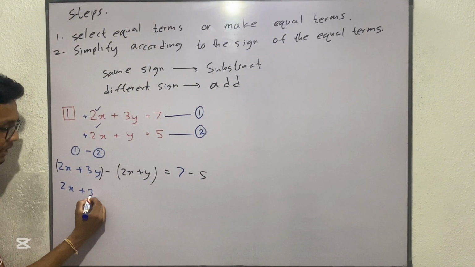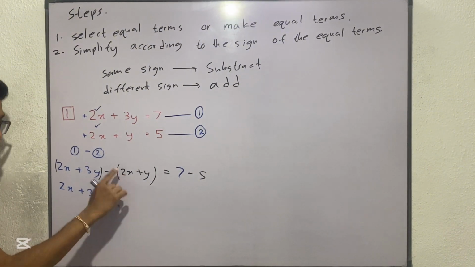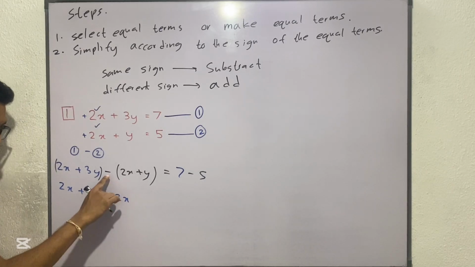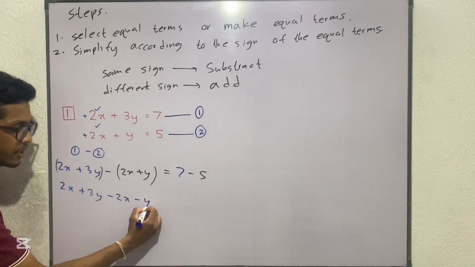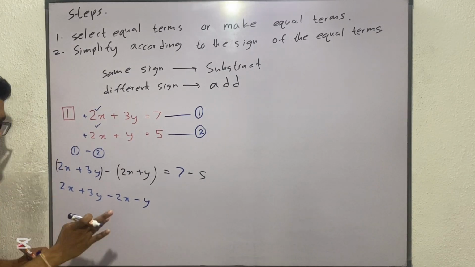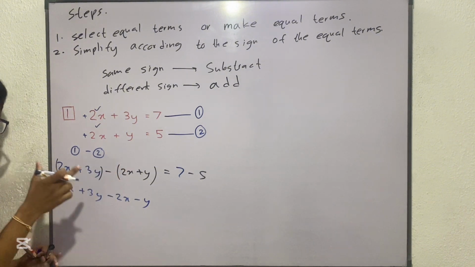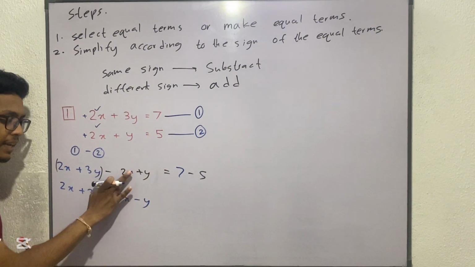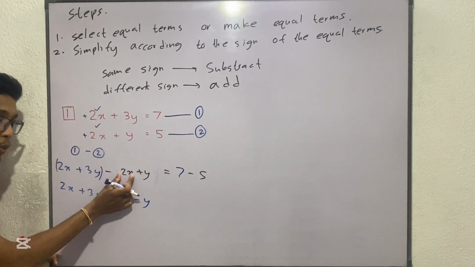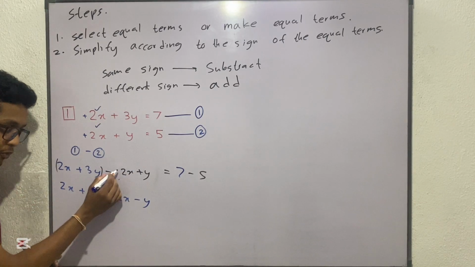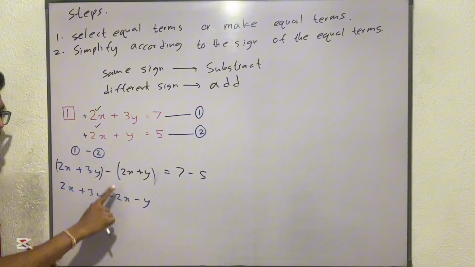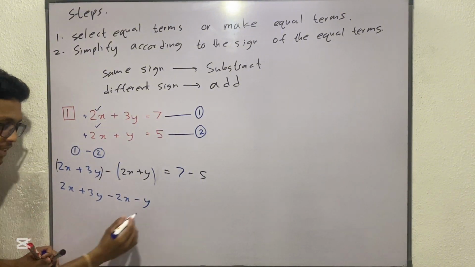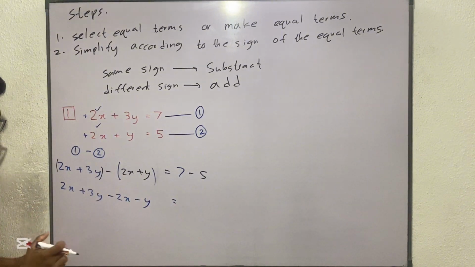Then I am going to simplify brackets. This is 2x plus 3y. Minus into plus minus 2x. Minus into plus minus y. So here in this case, I told you when subtracting, you must put a bracket. If you didn't put a bracket, only the 2x part is minus. But if you put a bracket, after simplifying the bracket, you get this term also minus. So that's why you must put a bracket here.